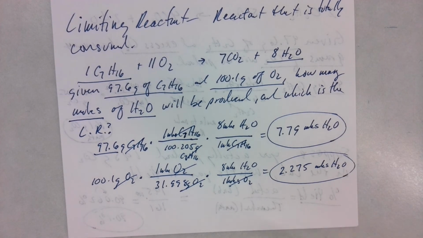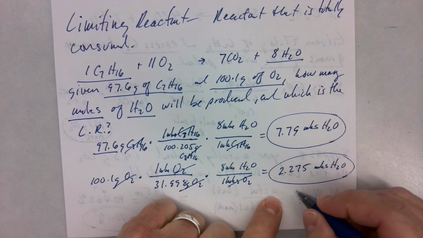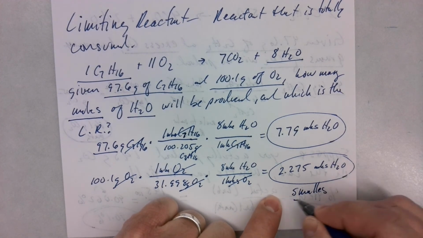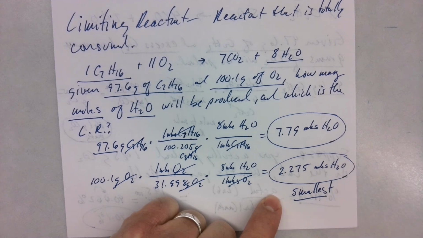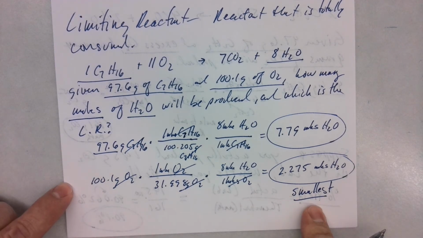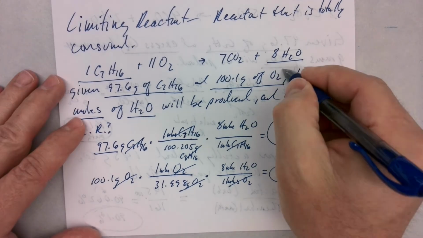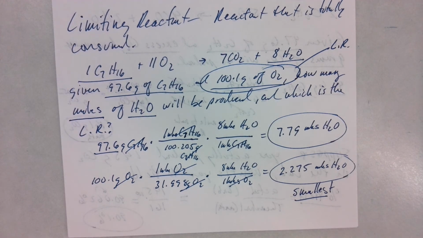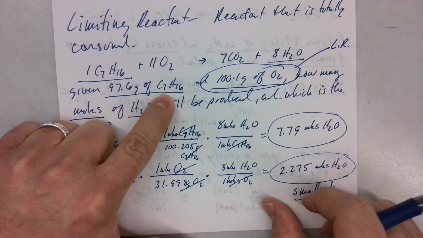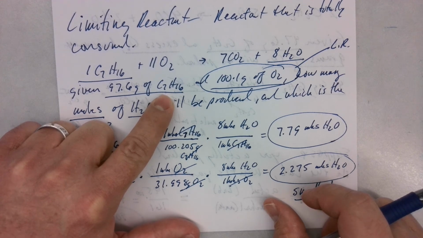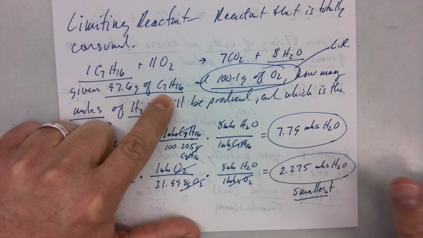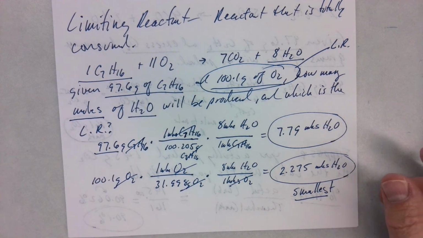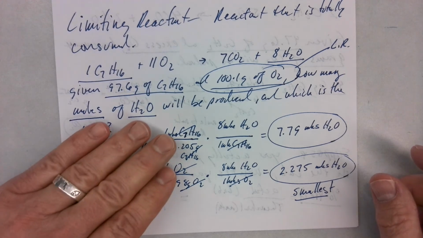Yeah? Okay, so obviously this one is the smallest, right? So what does that mean? It means that whatever produced that, right there, is my limiting reactant. What does that tell me about my C7H16? It's in excess. Does that make sense? All righty.